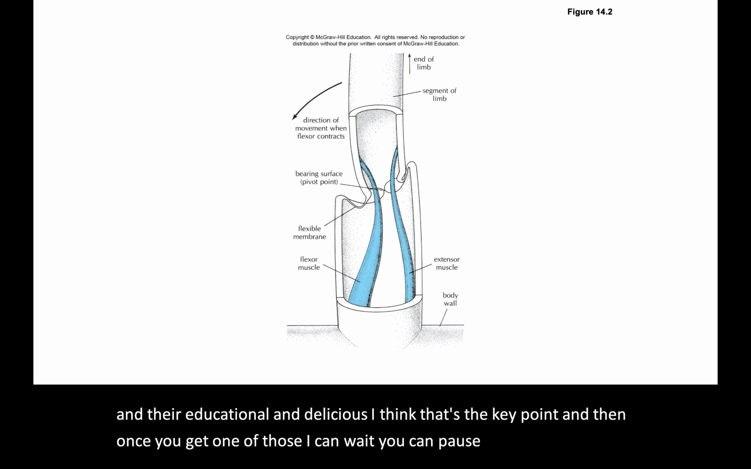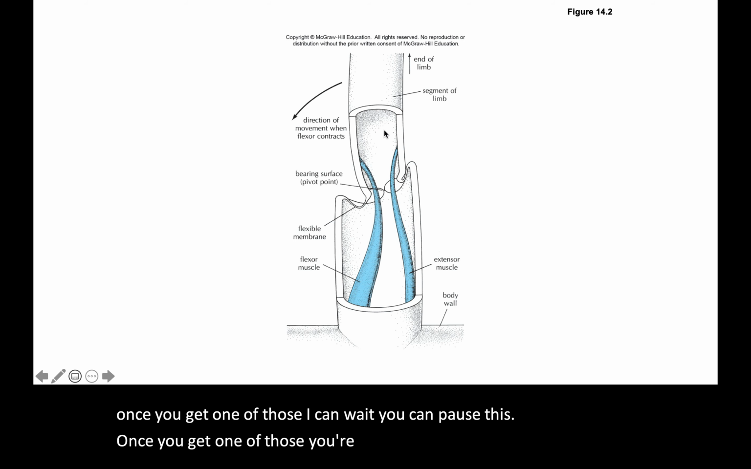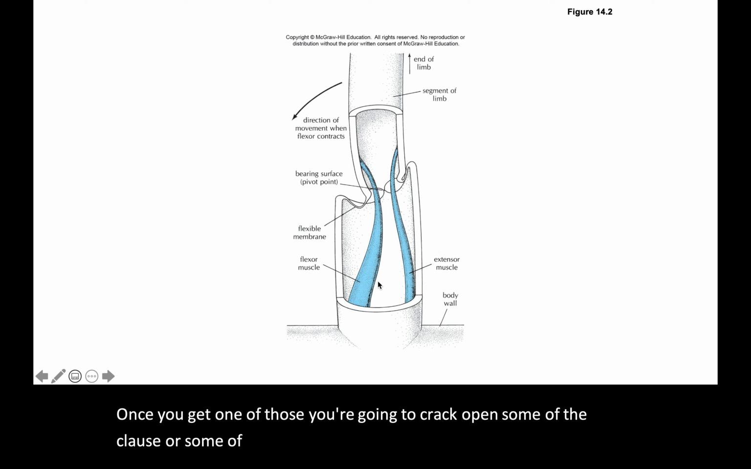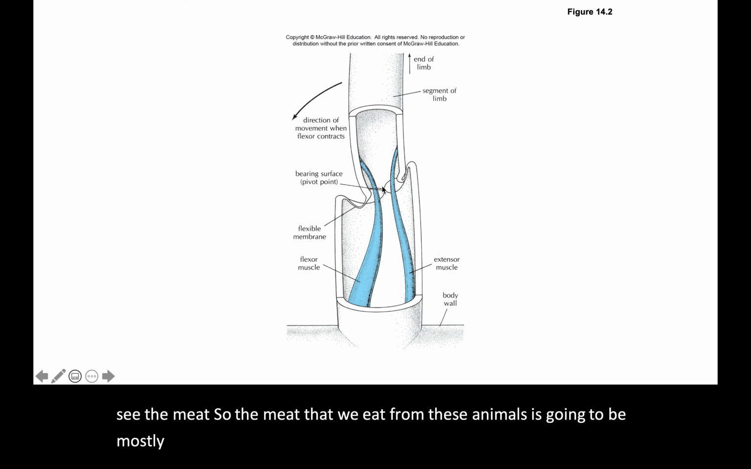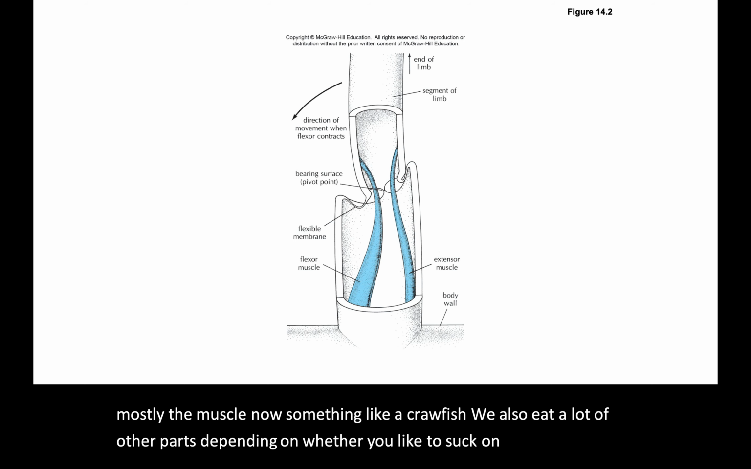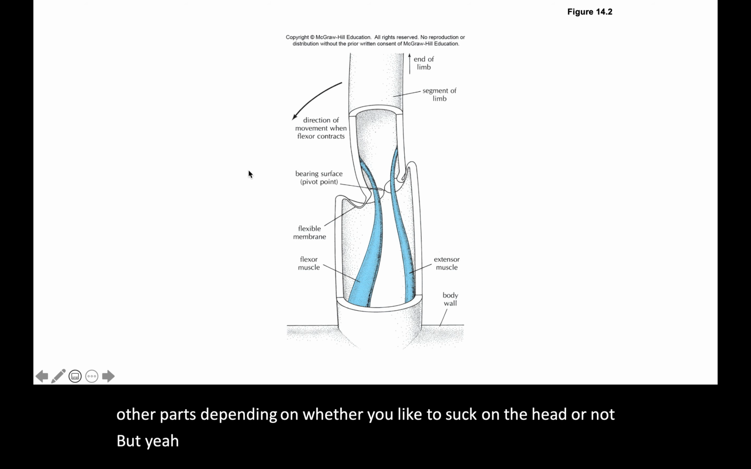Once you get one of those, you're going to crack open some of the claws or some of the appendages, like the legs, and inside that, you will see the meat. The meat that we eat from these animals is going to be mostly the muscle. Now, with something like a crawfish, we also eat a lot of other parts, depending on whether you like to suck on the head or not. But the really good stuff is all just nice little muscle fibers.